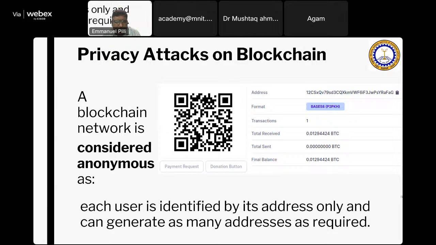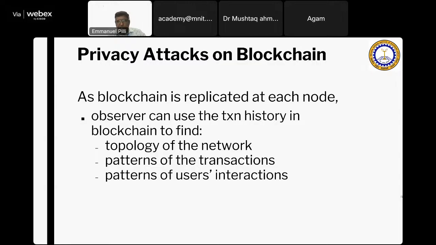So there are many attacks on the blockchain. Network attacks are also there. Privacy attacks are also there. So each user is identified by an address, and you can generate as many addresses as possible. So privacy attacks arise as blockchains are replicated at each node.